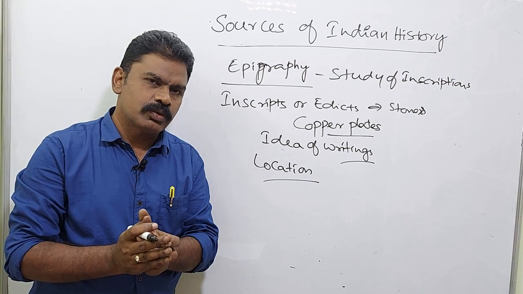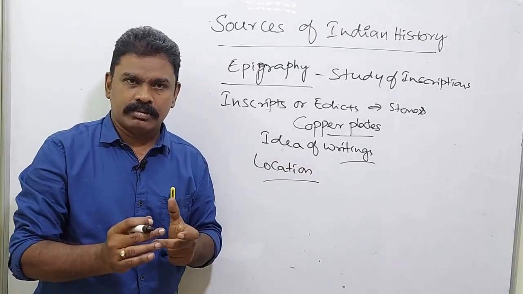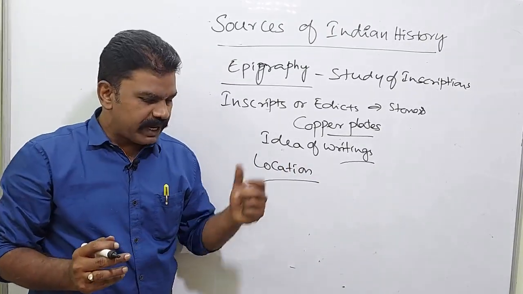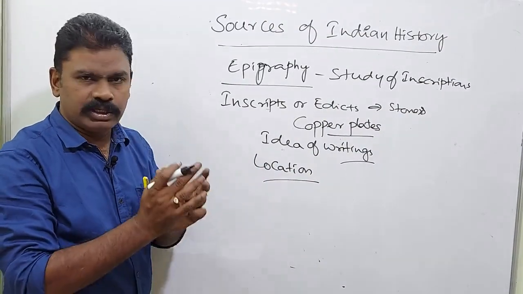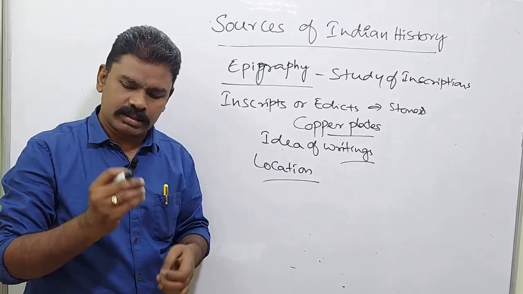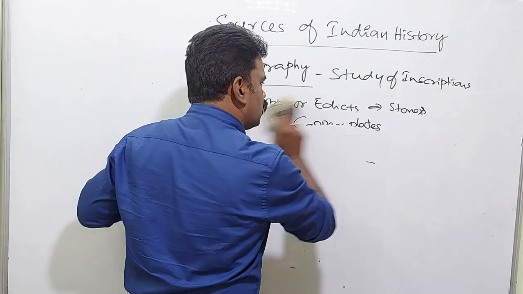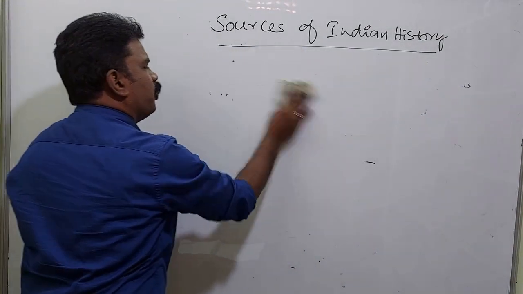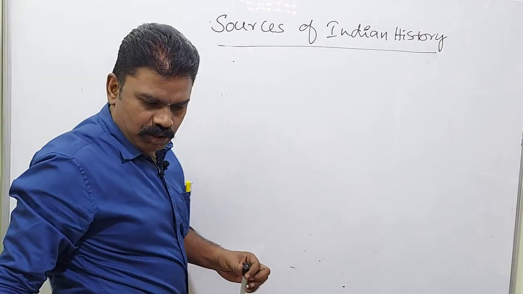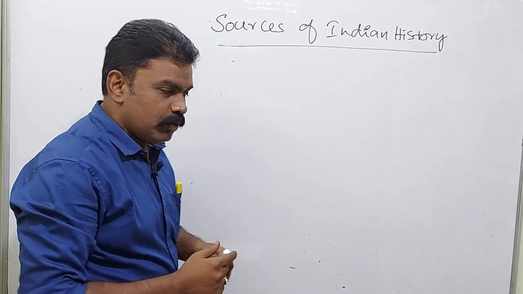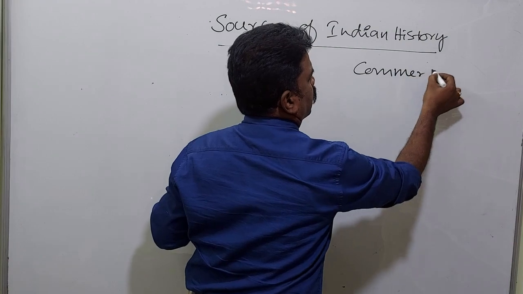Most of the inscriptions are named after their locations, like the Junagadh inscription. Now, how are epigraphs or inscriptions divided? Based on the content, we can divide inscriptions into different types. We will discuss them one by one. Commercial inscriptions.